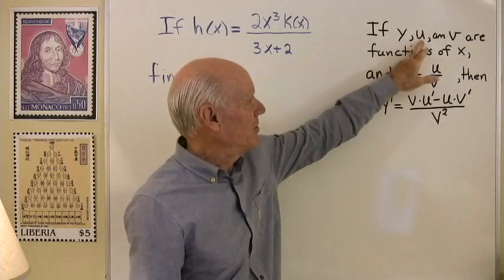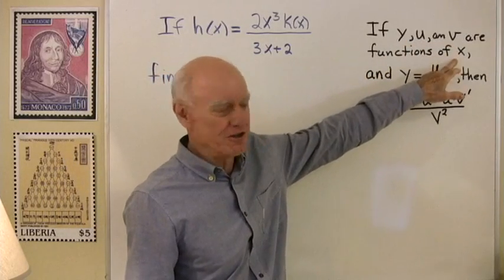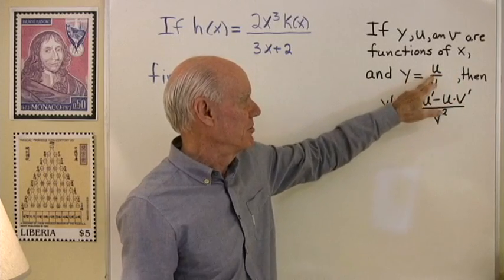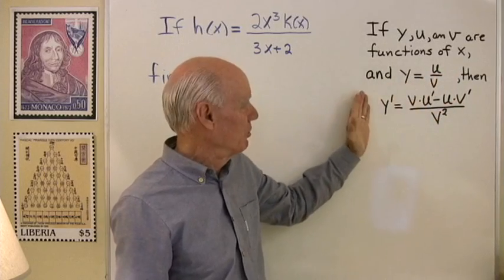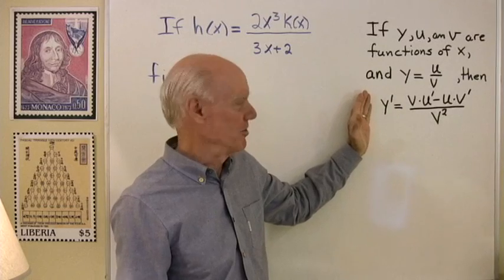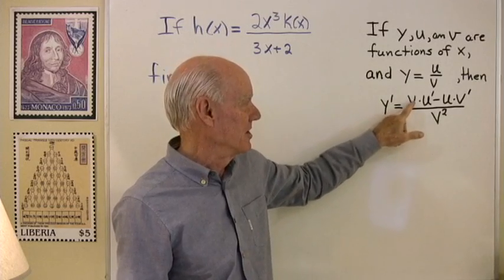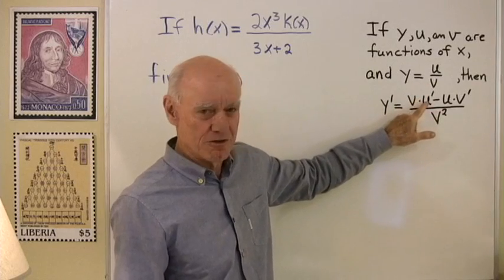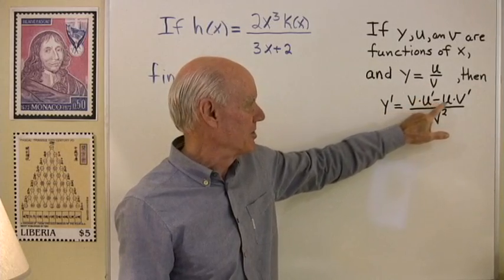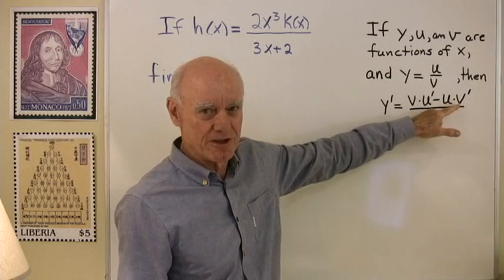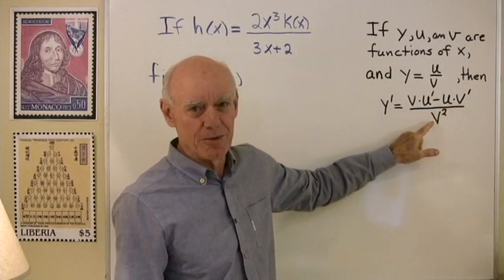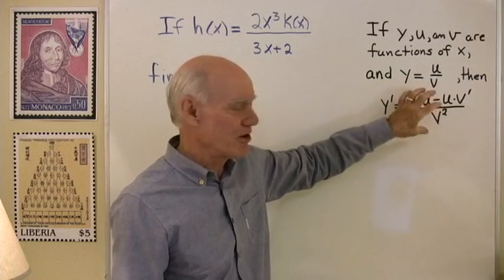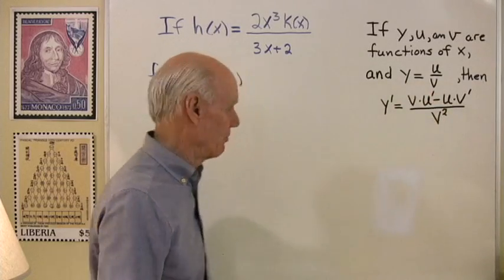So if y, u, and v are all functions of x, and y is equal to u divided by v, then the rule we have for differentiating quotients looks like this. Y prime is the denominator times the derivative of the numerator minus the numerator times the derivative of the denominator, all divided by the denominator squared. So that's our formula for the derivative of a quotient.